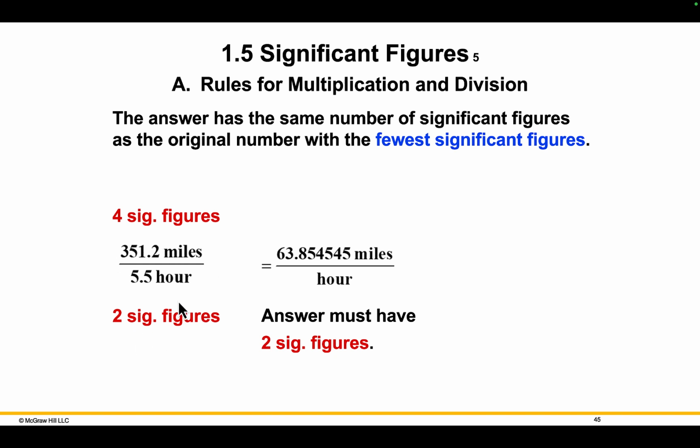So if I go ahead and do that division, I get this number right here. But again, when I think about how precise my instruments are, they're not going to measure miles out to this many decimal places, right? And so our answer also is not going to measure out to that many decimal places because those are not significant digits at that point. And so what we would do then is round our answer to have 2 significant figures. And so this would actually be 64 miles per hour.